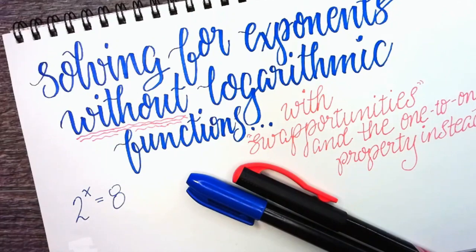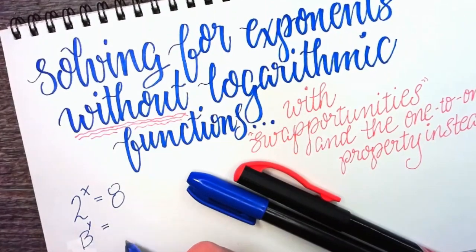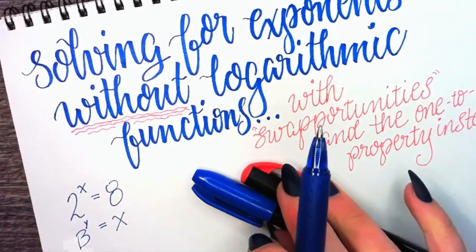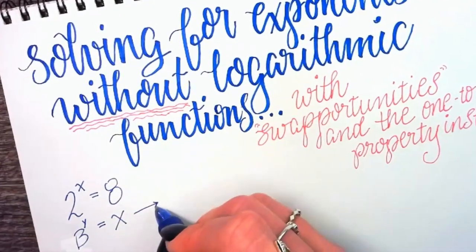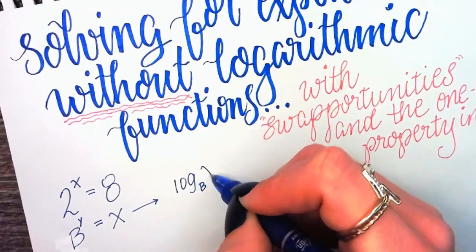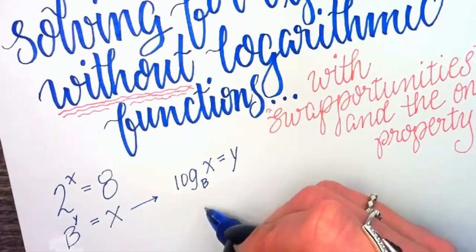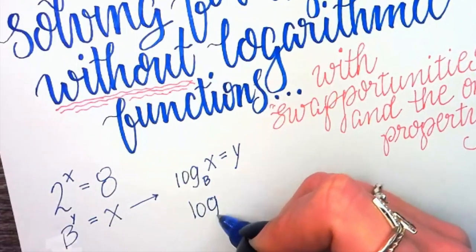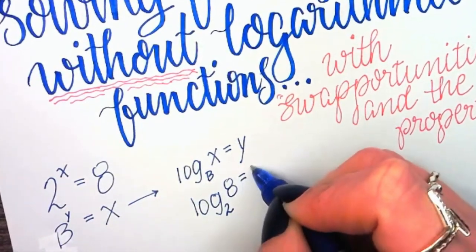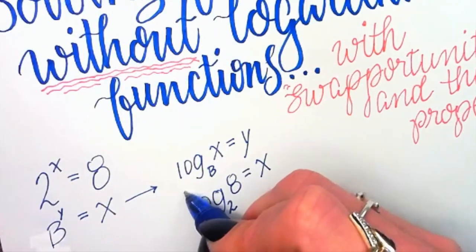Not that we're going to use it, but just to tie it all back in, this right here is b to the y equals x. I know I have x here. These are all just arbitrary placeholders. Now, if we rewrote this in logarithmic form, it looks like log base b of x, which equals y. If I fill everything in to the proper place, you'll get log base 2 of 8 equals x.